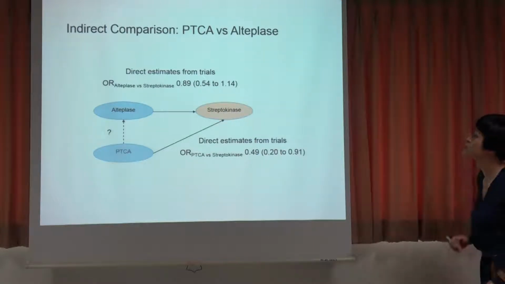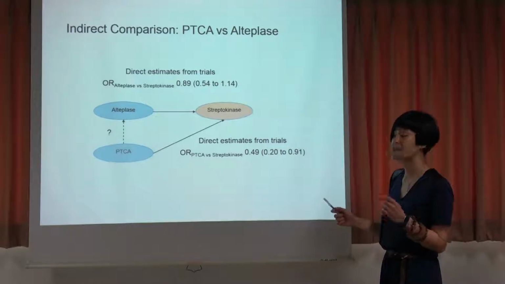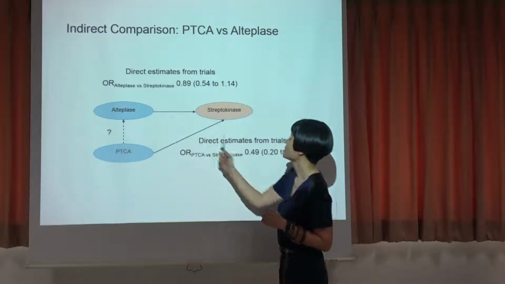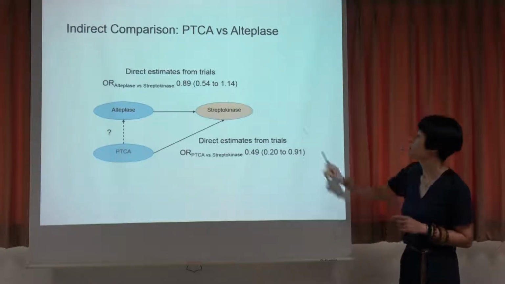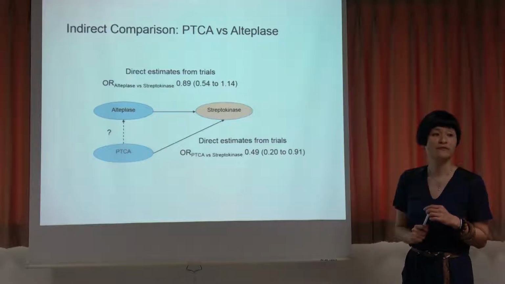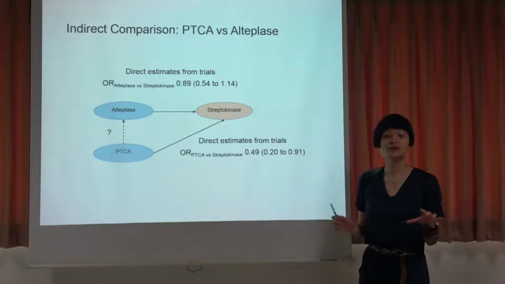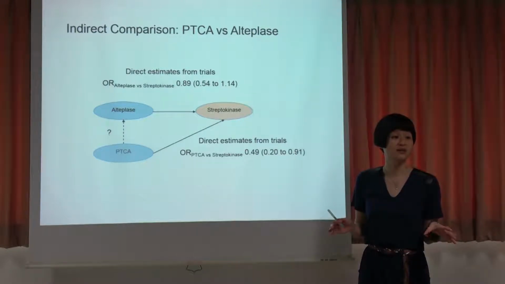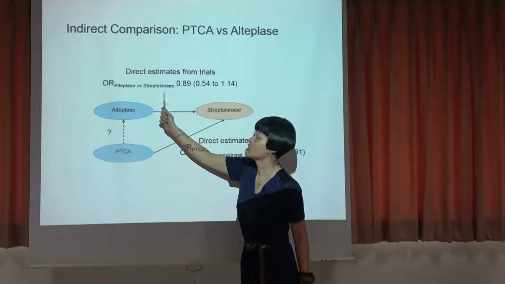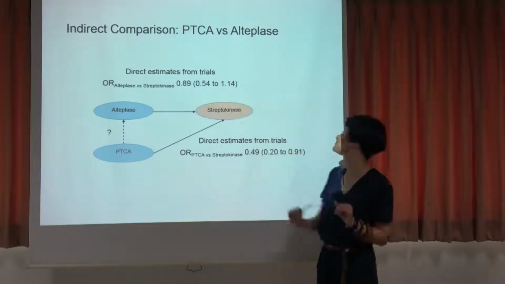So how do we calculate this? Direct estimates from the 8 trials, the pooled meta-analysis looking at this pair, gives us an odds ratio of 0.89 and a confidence interval of 0.54 to 1.14. Now this is calculated based on the pairwise meta-analysis like we talked about last week. So you already know how to do this, comparing alteplase with streptokinase. Same comparison, 8 studies, and you get this.